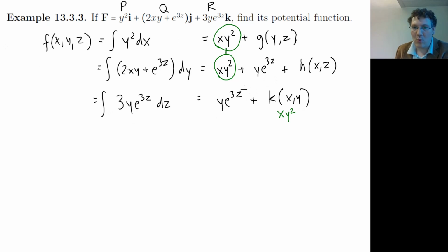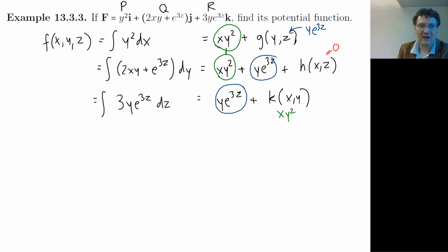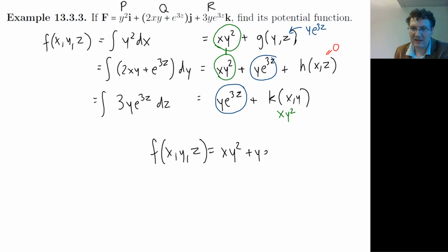Then we've got this y e to the 3z is here and it's here. Well, that's a function of y and z. So that's going to be my y e to the 3z. And then I've got it made. I really don't have to have anything. I can have this h of x z simply be 0. And so in the end, f of x, y, z, a potential function, there's others that could work, but xy squared plus y e to the 3z plus nothing, right?